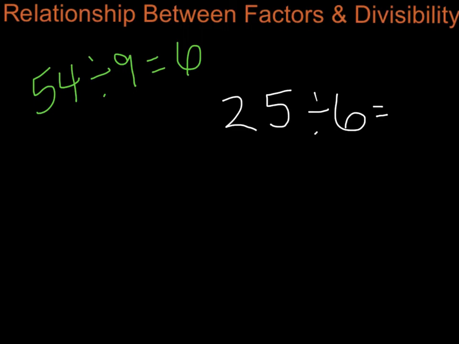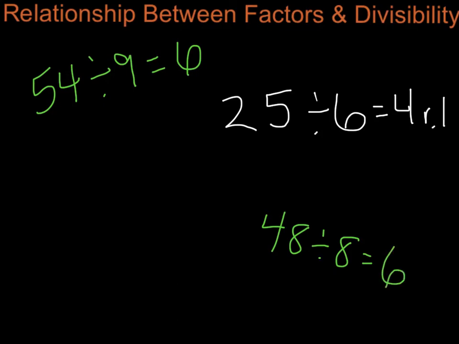Is 25 divisible by 6? No, it's not. 25 divided by 6 is 4 with a remainder of 1. 6 is not a factor of 25. Is 8 a factor of 48? Yes. 48 is divisible by 8. 8 times 6 is 48. So 48 divided by 8 equals 6. Is 4 a factor of 30? No. 30 is not divisible by 4. When you divide 30 by 4, you get 7 with a remainder of 2.